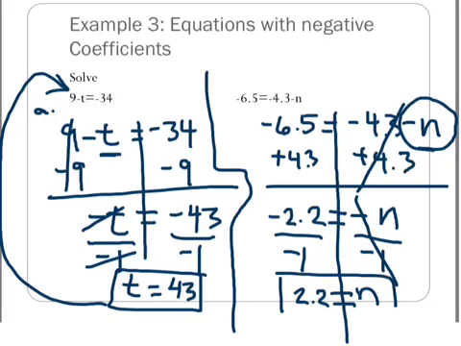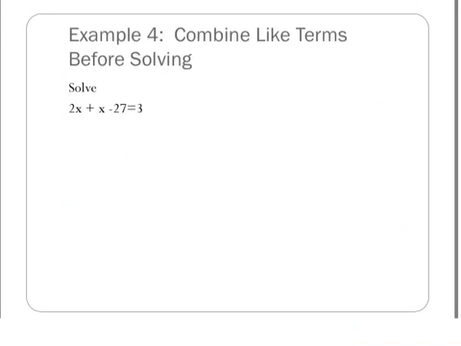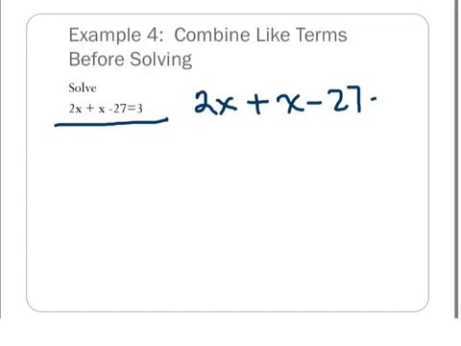And that's my answer. Again, feel free to go ahead and plug in 2.2 in for n to the original equation and check. In this final example 4, we're going to combine like terms before solving. So I want you to take a look at what we have here. This equation, 2x plus another x minus 27 is equal to 3, should be simplified on both sides before we even start trying to solve.